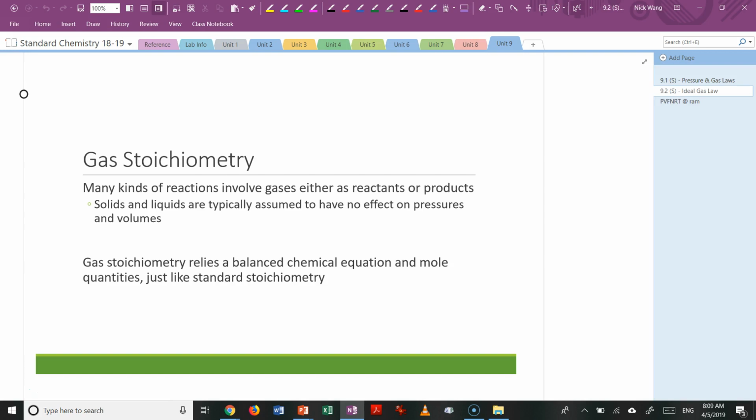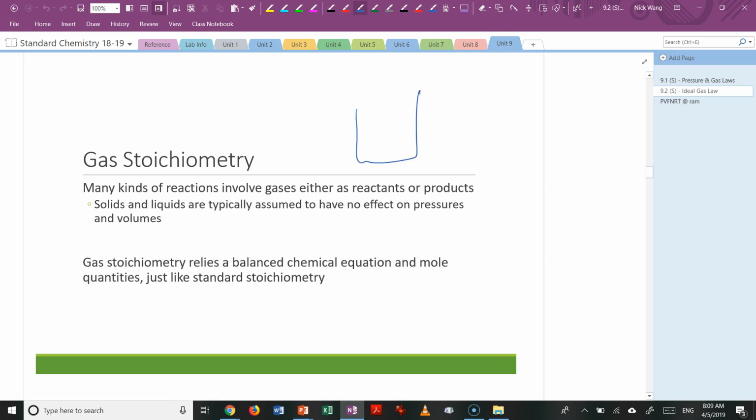So as you can imagine, lots of reactions do occur in the gaseous phase. Lots of reactions, of course, that we think of a lot of times happen maybe as liquids or solids, but many definitely happen in gaseous phases. And anytime you deal with these, we can assume that the solids and liquids don't really have anything to do with pressures and volumes.